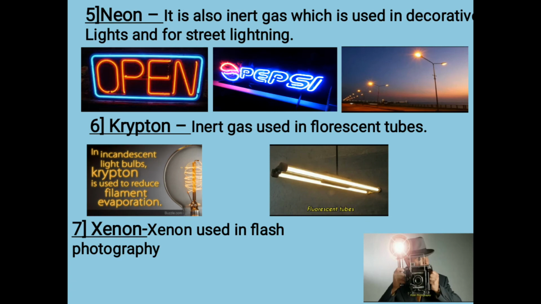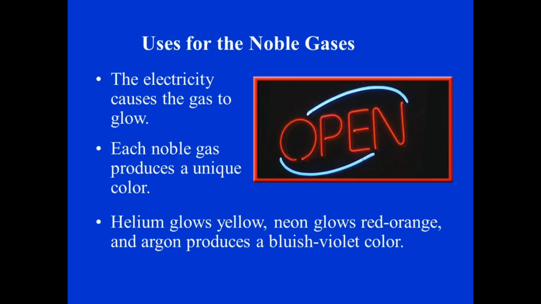Neon. Neon is also an inert gas which is used in decorative lights and for street lighting. Krypton. Krypton is used in fluorescent tubes. Xenon. Xenon is used in flash photography.